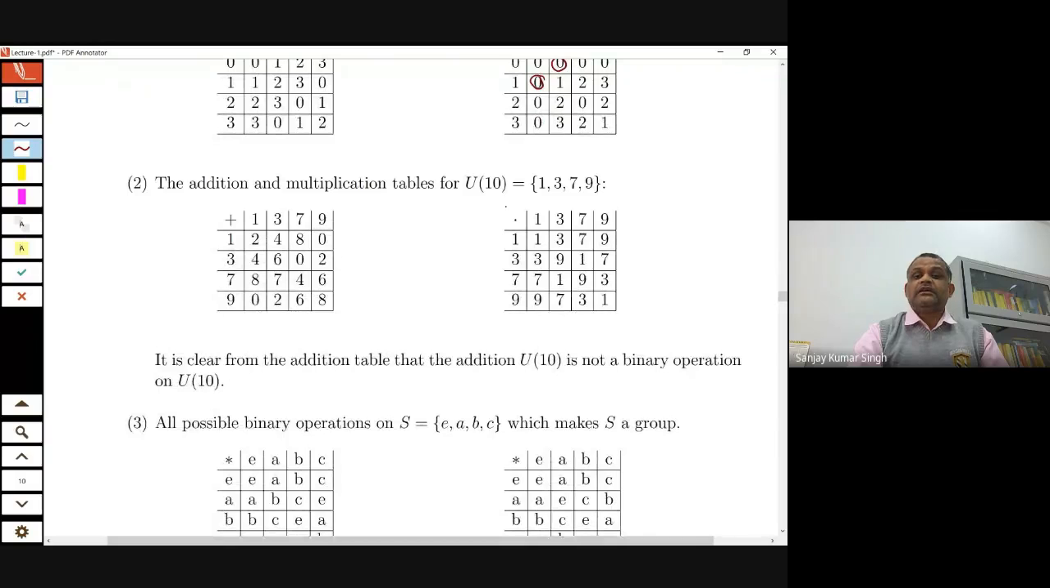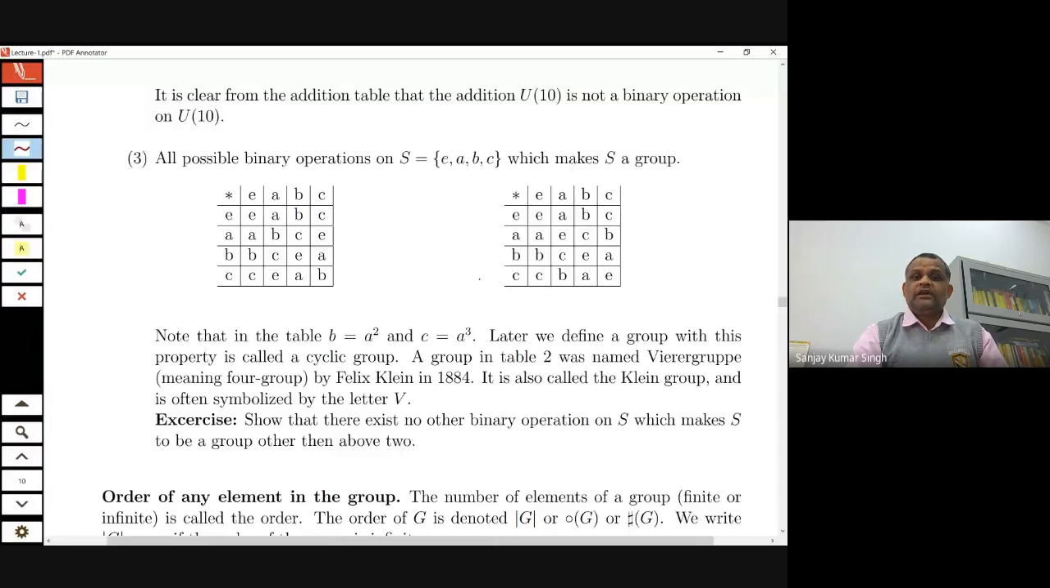But again, if you consider the plus operation on U10, then it is not actually a binary operation on U10, because if you add two numbers, you can get numbers which are not in this set. Like 6 is not in this set. So with respect to plus, you cannot even get a binary operation on this set.